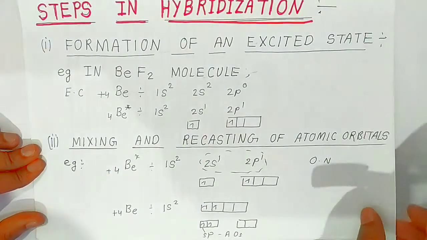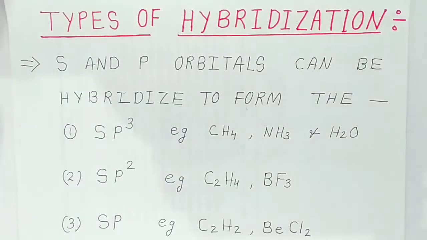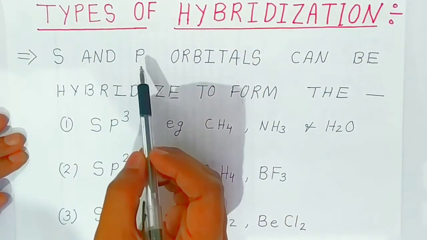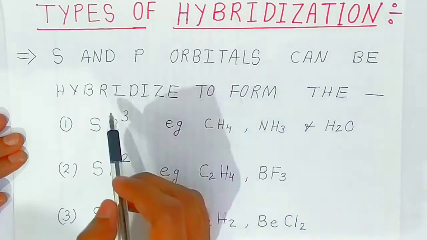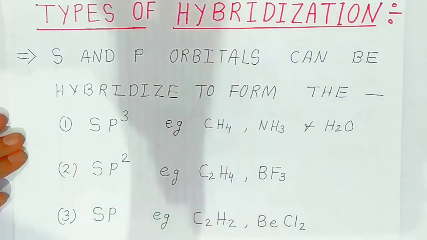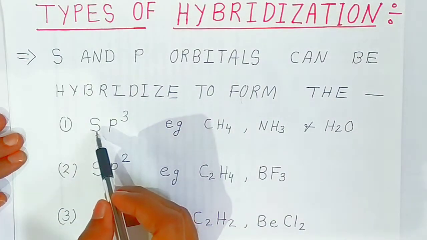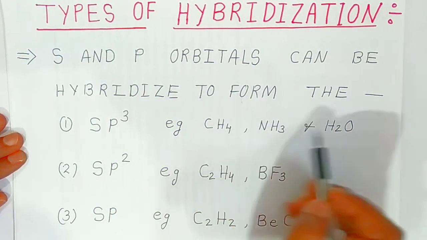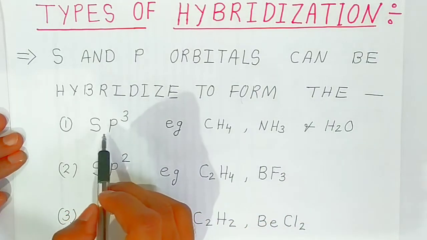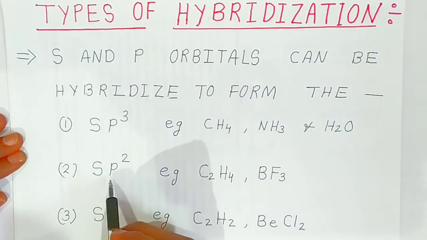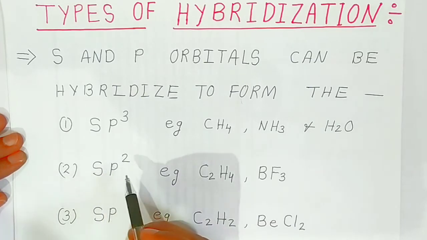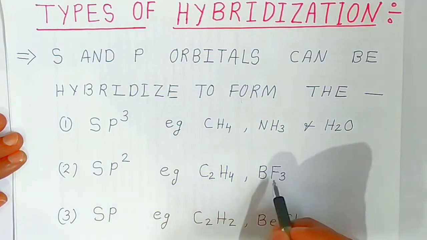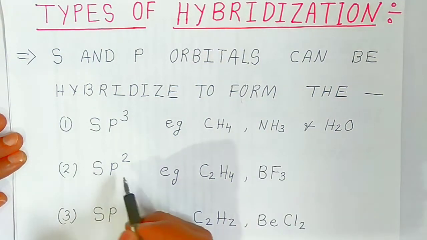Now we will see the types of hybridization. Here we are taking s orbitals and p orbitals. These s and p orbitals can hybridize to form 3 types of hybrid atomic orbitals. The first is sp3, which is the carbon of methane, nitrogen of ammonia and oxygen of water. They will go sp3 hybridization. The second is sp2 hybrid orbitals. The carbon of ethene will go sp2 hybridization, and boron of boron trifluoride will go sp2 hybridization.